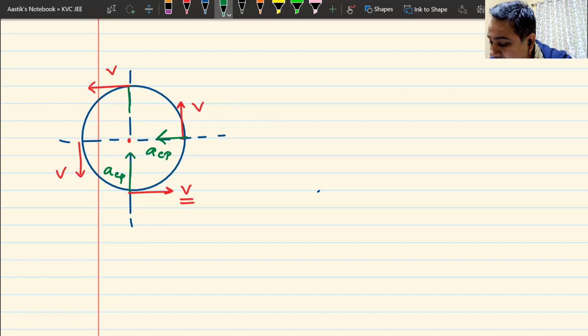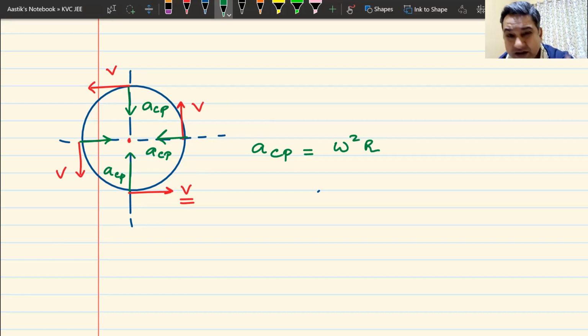Since it is towards the center, it is known as centripetal. Centripetal means center-seeking, towards the center. It's always toward the center of the circle. The magnitude of this centripetal acceleration is equal to omega squared multiplied by r, where omega is the angular velocity and r is the radius of the circle. Or I can write it as v squared by r, where v is the speed of the particle.